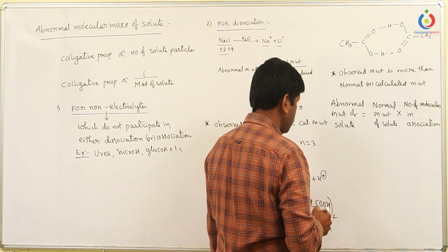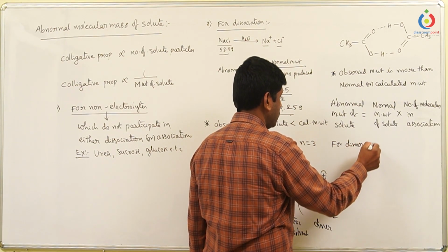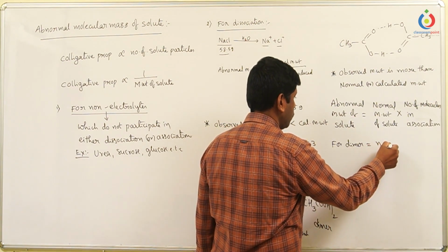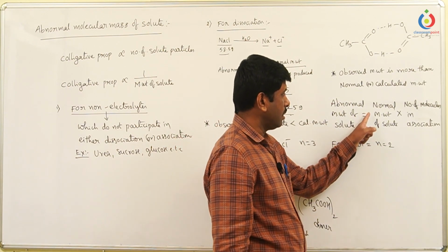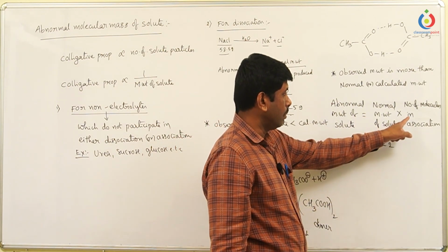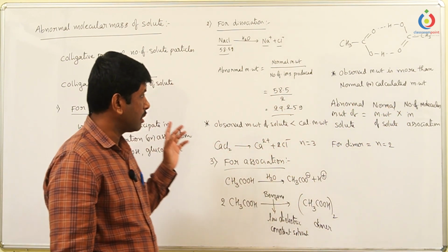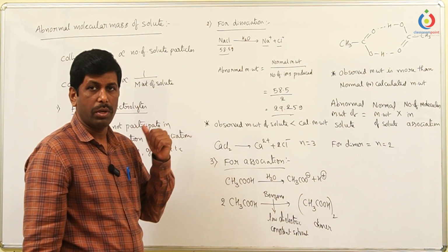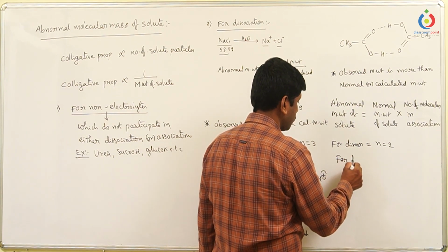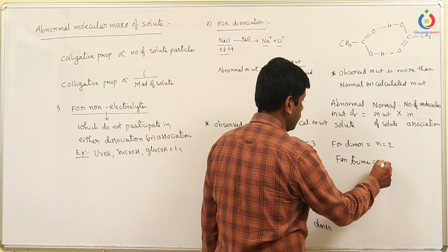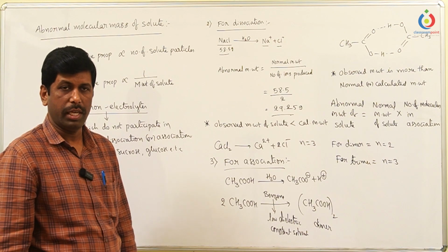In association means, for example, for a dimer, if a molecule participates in a dimer, then the N value equals 2. Why? Because 2 molecules participate. Then the acetic acid molecular mass is 60 into 2. So it shows that the abnormal molecular mass of acetic acid, if we do the calculation using colligative properties, we get 120. Similarly for trimers, the N value equals 3. Then the abnormal molecular mass increases by 3 times.